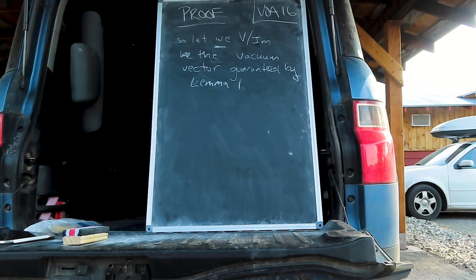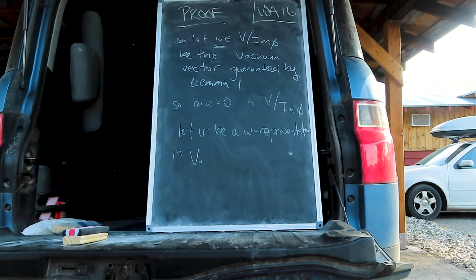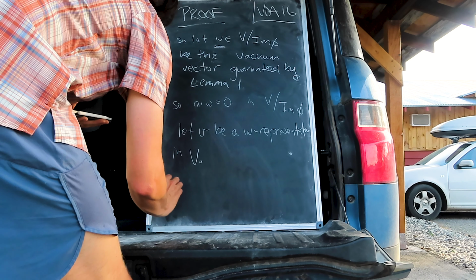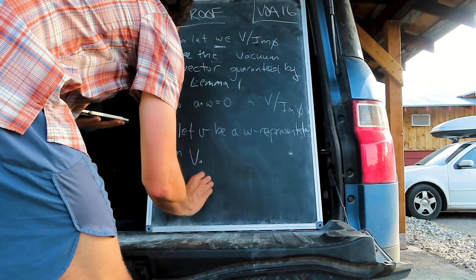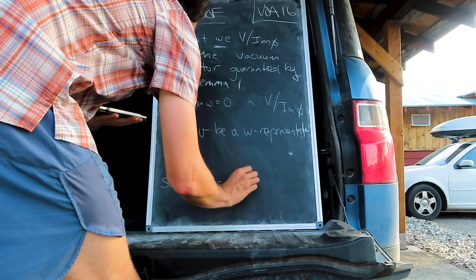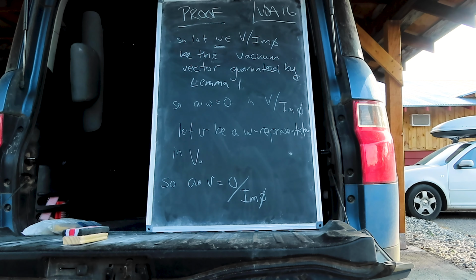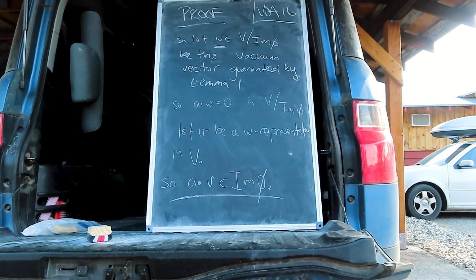Suppose W is such a vacuum vector. So any operator A in H plus annihilates W in the quotient module. So let's let little v be a representative of the quotient in its parent module V. So little v is not in the image of phi. Moreover, any operator A on v equals 0 modulo the image of phi. And therefore, and this is the important step here, A on v is in the image of phi.